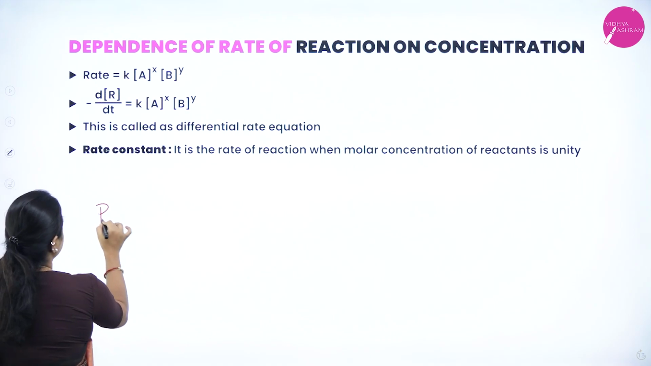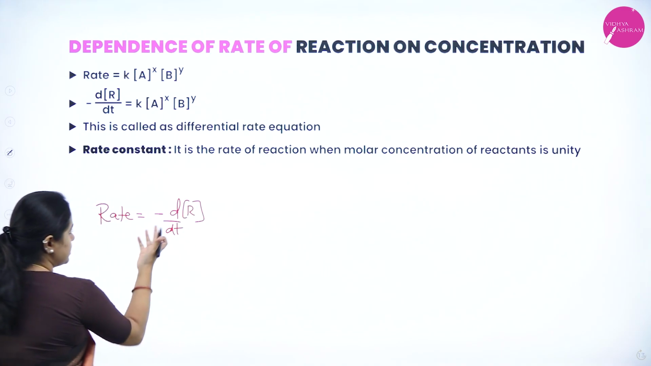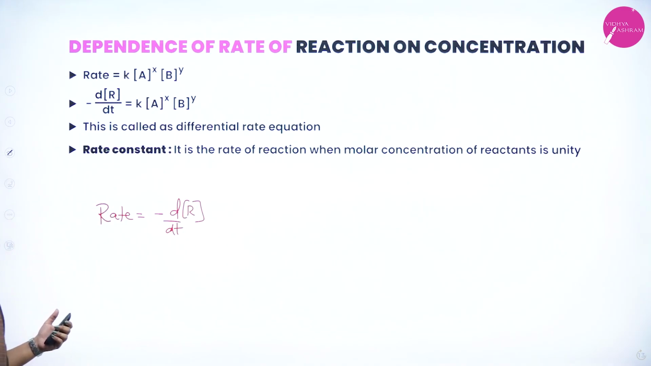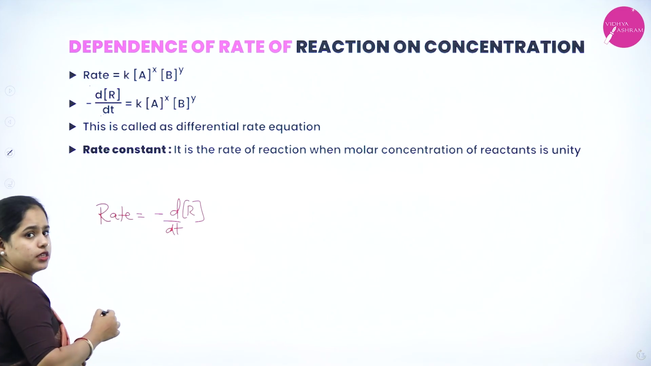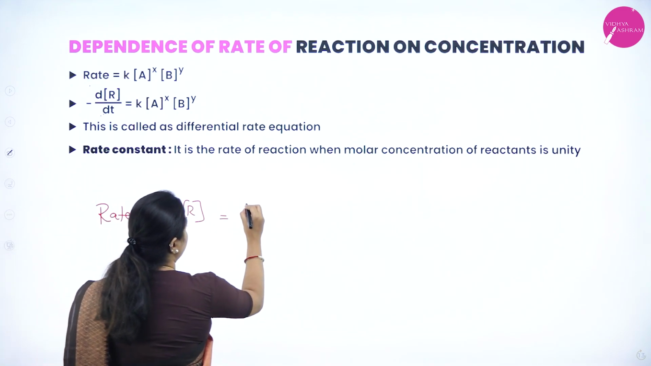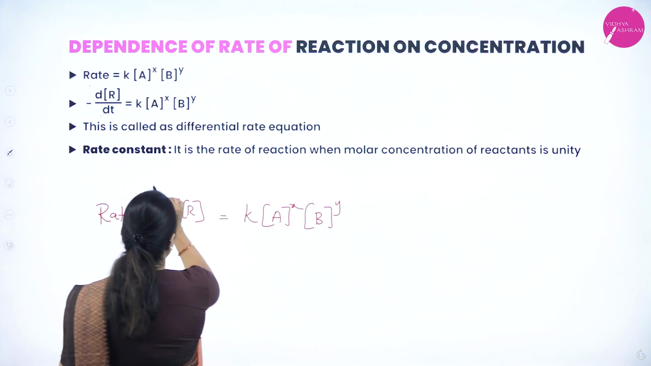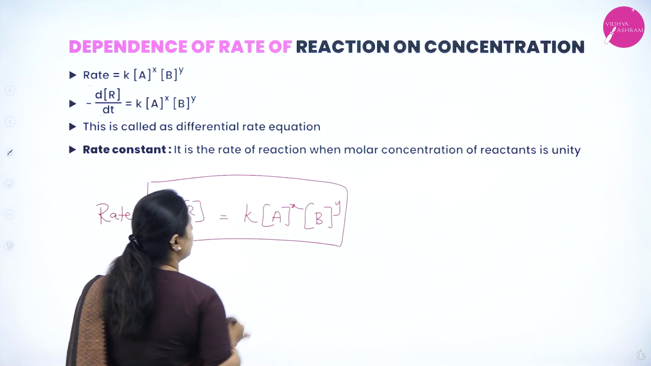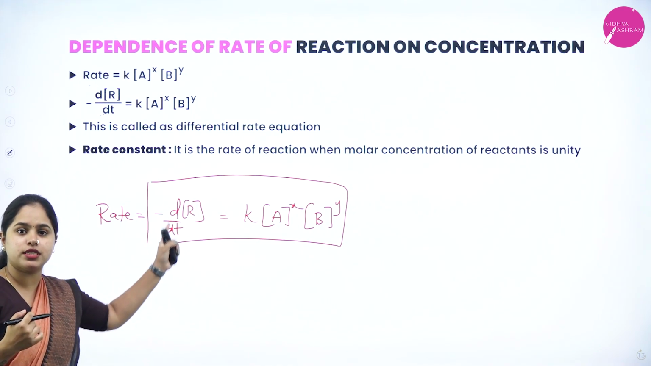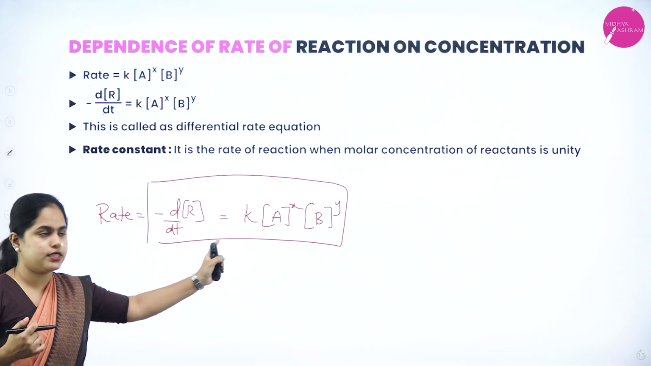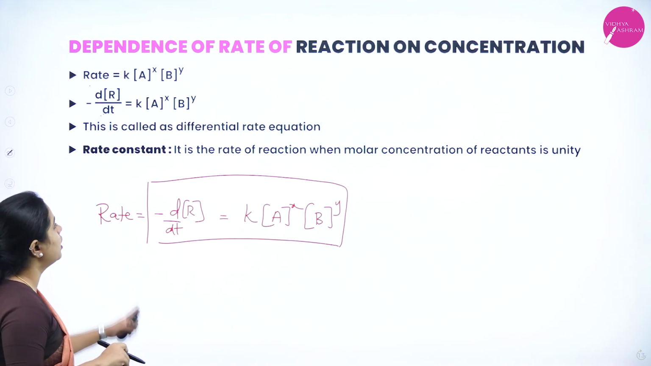And we also know that rate is equal to minus d by dt of the concentration of reactants. That is the instantaneous rate. We have already studied this equation just now. So instead of rate, you can write this equation. So what can this be equal to? Minus d[R] by dt will be equal to K into [A] raised to x into [B] raised to y. So this equation is called the differential rate equation. See why it is the differential rate equation? Because d by dt is here. Minus d[R] by dt is equal to K into [A] raised to x into [B] raised to y. So this is called the differential rate law or differential rate equation.